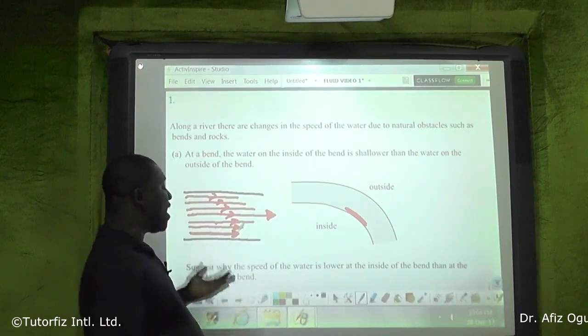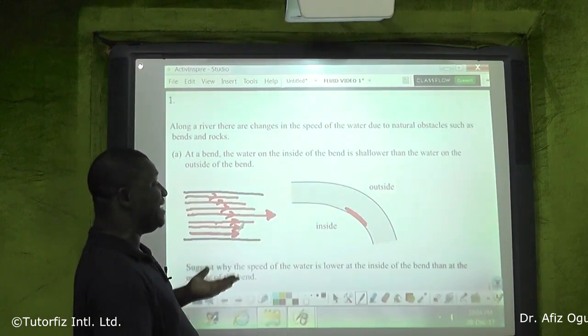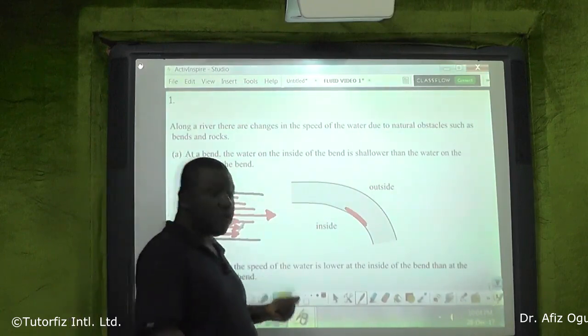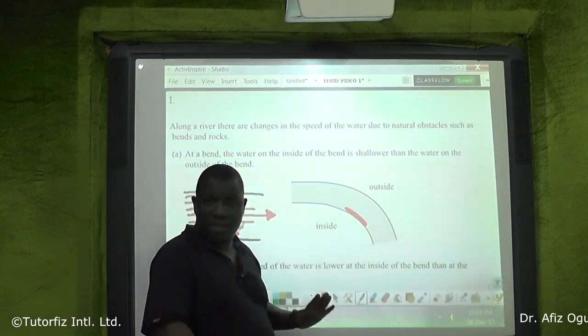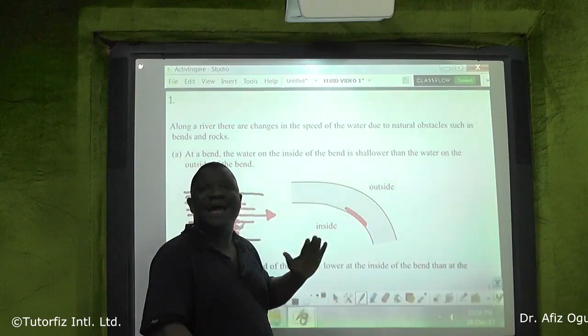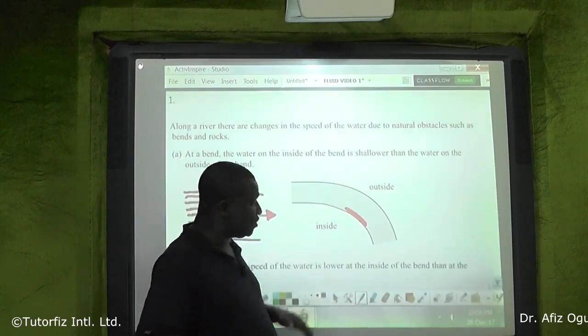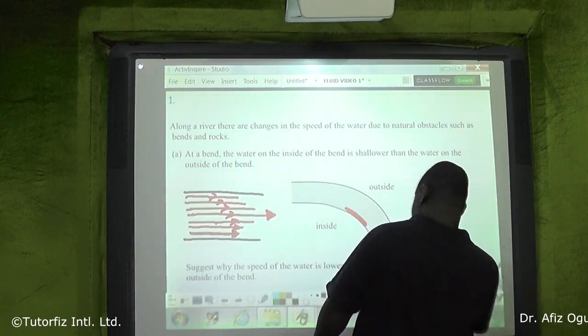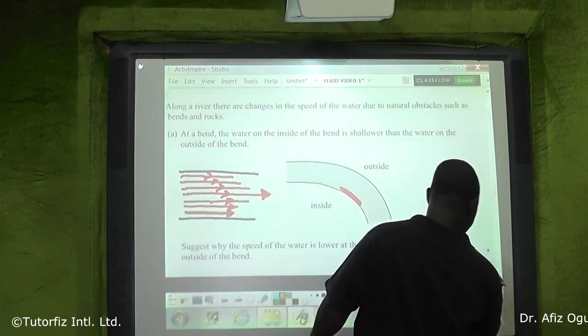So guess why the speed of the water is lower at the inside of the bend than at the outside of the bend? Because it is shallower. I think it is only 1 mark. It's only a 1 mark question.